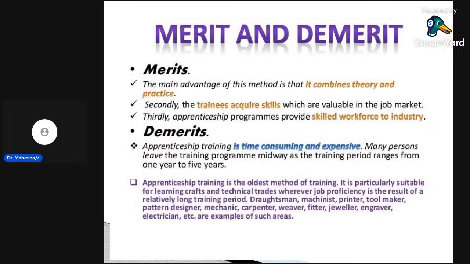Apprenticeship training is the oldest method of training that is particularly suitable for learning craft and technical trades wherever the job proficiency is the result of a relatively long training period. In those circumstances, they make use of the apprenticeship training.